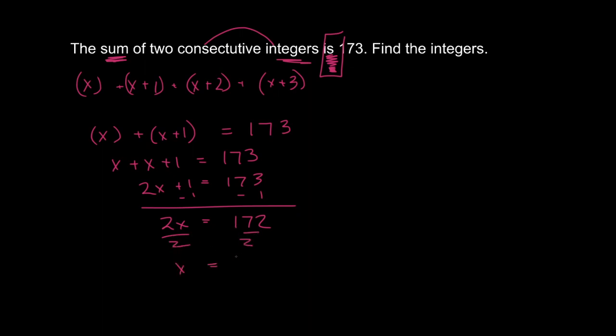x equals 86. So the first number is 86, and the second number is the number right after that, which is 87. And if you add these two numbers together, 86 and 87, you get 13, carry the 1, 16, 17. And in fact, these are two consecutive integers that add up to equal 173. So let's do one more example here.